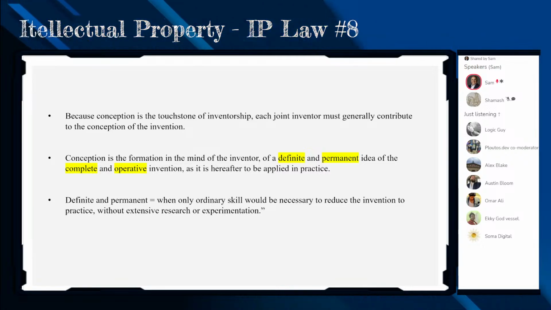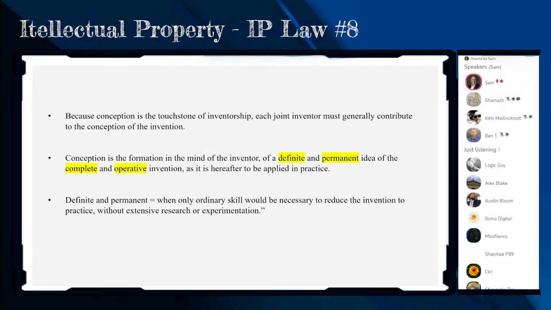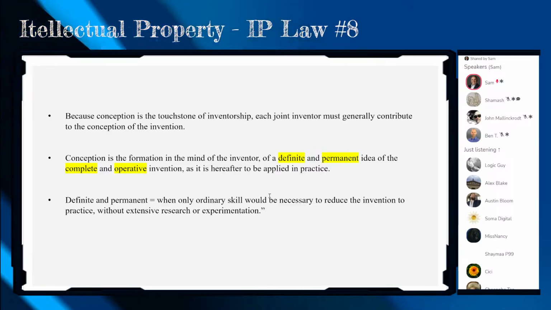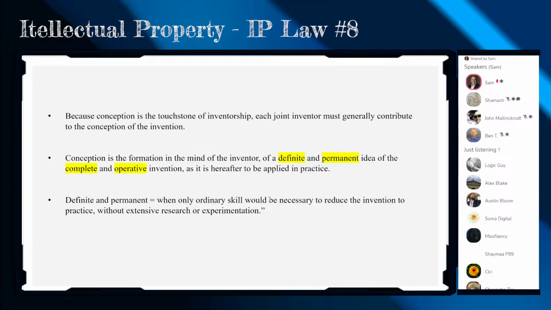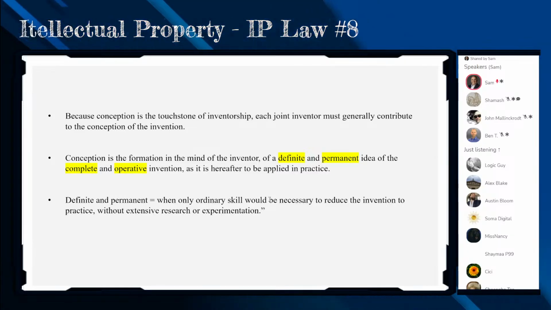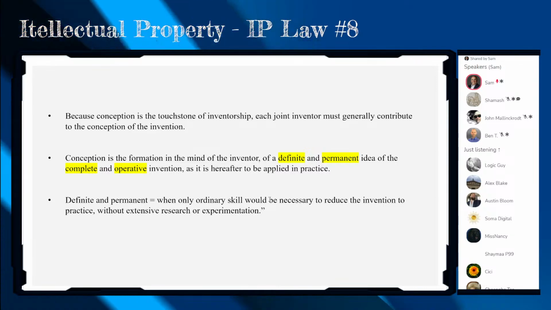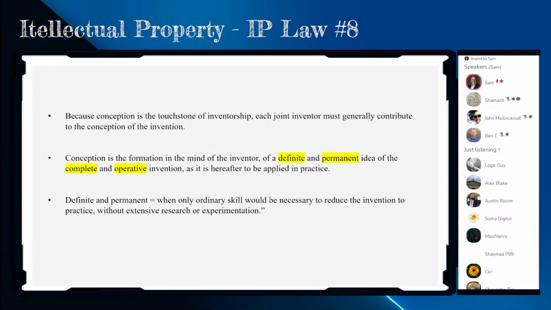So conception is the formation in the mind of the inventor of a definite and permanent idea of the complete and operative invention as it is hereafter to be applied in practice. So what does this mean? It means that you don't have to have made it. You just need to have formed in your mind a definite and permanent idea of the complete and operative invention.